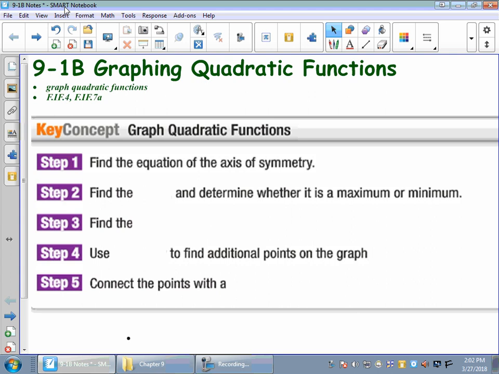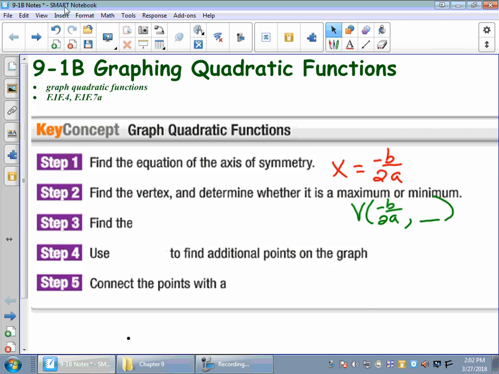So to graph, we're going to find the equation of the axis of symmetry. Remember, that involves x equals negative b over 2a, and that's a vertical line. So we can use that vertical line in symmetry to help us graph. It also gives us the first coordinate of the vertex, so those two numbers will match. To find the y coordinate, you plug that value into the equation, and it gives you the y value. The y-intercept is 0, c. It's from the equation. And then you use symmetry to find the additional points, and you're going to connect the points with a smooth curve.